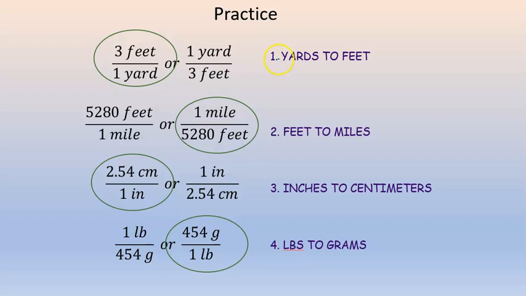Okay, because we start with yards, they're going to be in the denominator. We end in feet, they're going to be in the numerator. We start with feet, so it's going to be in the denominator, and we end in miles. We start with inches, hence the inches in the denominator, and we end with centimeters. We start with pounds, and we end with grams. So hence what we're looking at when we're going from one to the next. That may help you figure it out.